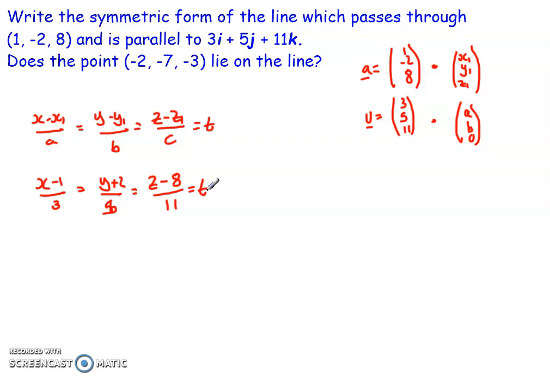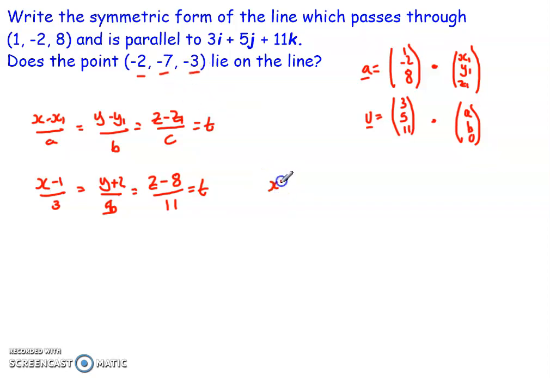So what I now want to do is ask myself the question, does that point, (-2, -7, -3), lie upon that line? Well, what we need to do is take each element of this and break it down and substitute in the corresponding part of these points. If I do that and I get the same value for t each time, it lies on the line.